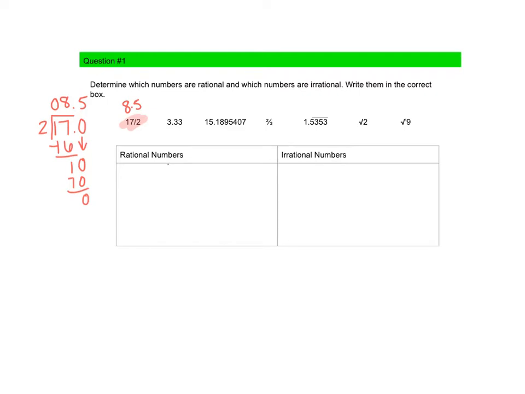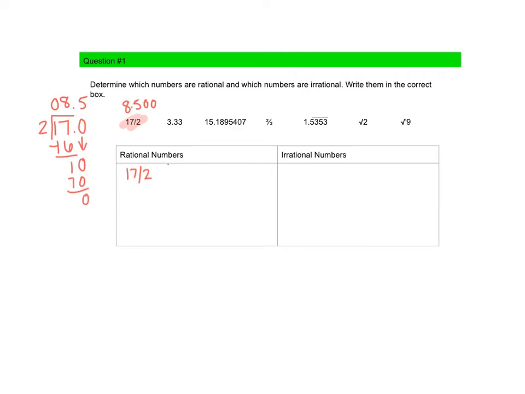This is a rational number. And it's rational because it ends, right? We can write it as a fraction. It's already written as a fraction, and we can determine what comes next because we could just add a 0 to the end of this if we want to keep adding numbers, right?